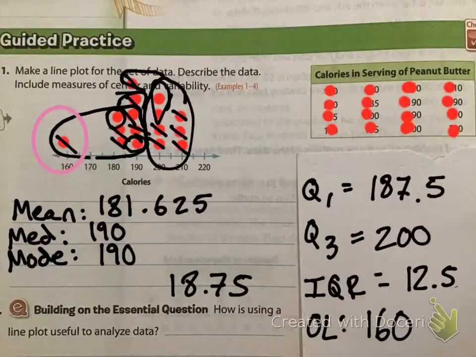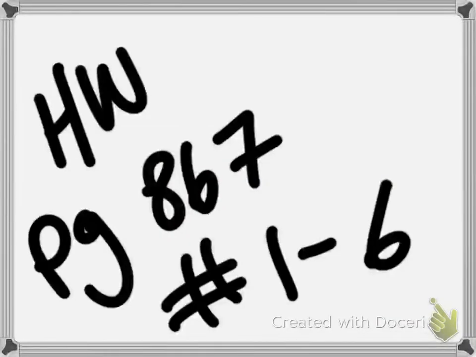For your homework, you're going to do page 867, numbers 1 through 6.